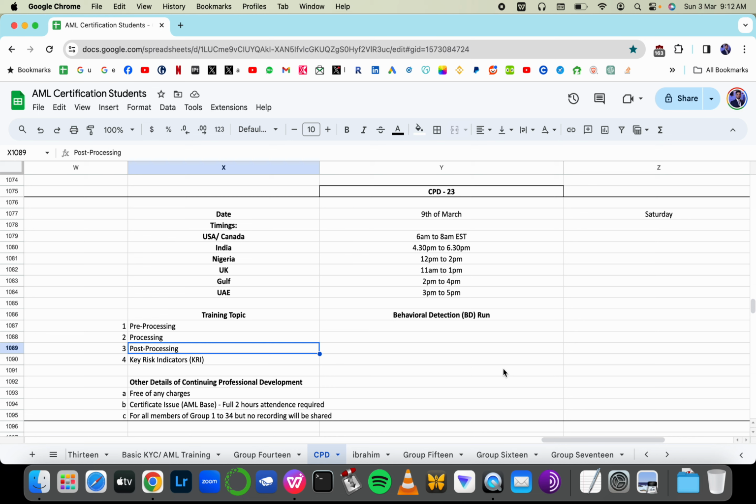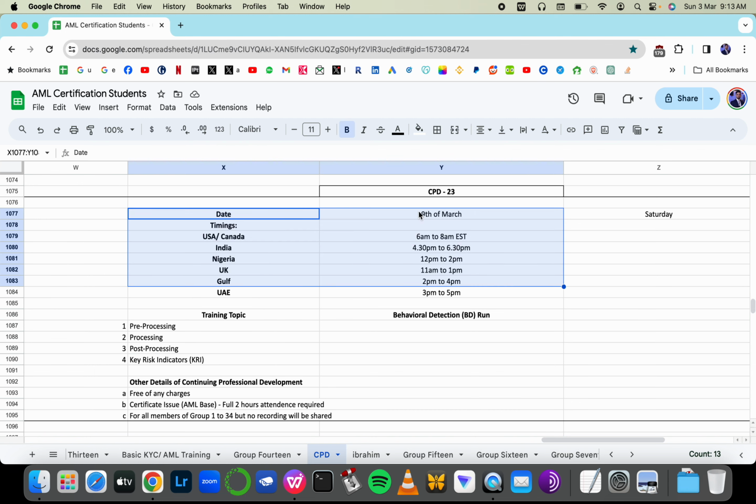Hello everyone, we are discussing behavioral detection one: how alerts are generated, what the steps for mapping in pre-processing are, the issues we face during the process and post-processing of alert suppression and how to find solutions for those, and lastly the key risk indicators and the issue of false negatives when behavioral detection one is performed.